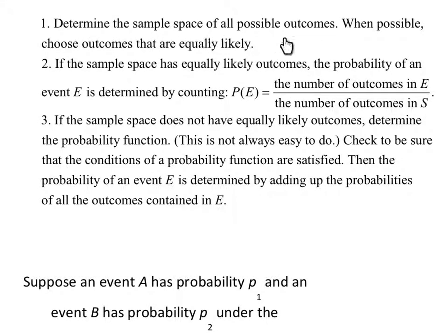Okay, determine the sample space of all possible outcomes. When possible, choose outcomes that are equally likely. If the sample space has equally likely outcomes, the probability of an event E is determined by the counting principle. So that's what we just did, the number divided by the total. If the sample space does not have equally likely outcomes, determine the probability function. This is not always easy to do. Check to be sure that the conditions of a probability function are satisfied. Then the probability of event E is determined by adding up the probabilities of all the outcomes contained in E. Okay? So that's just different ways of looking at it.